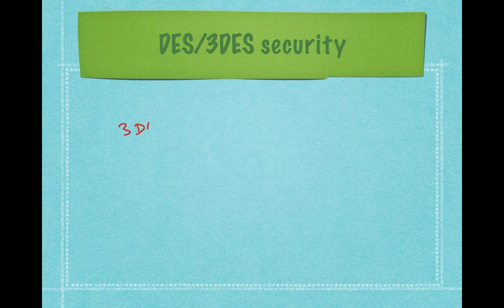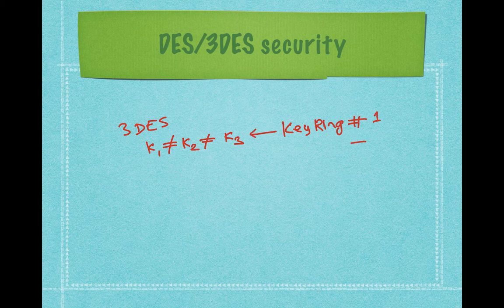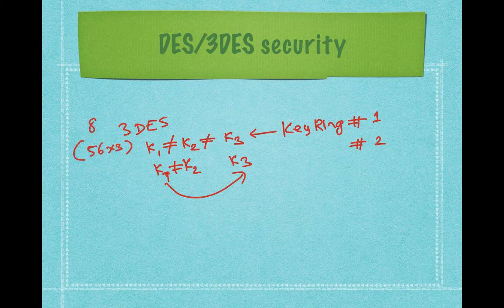So with triple DES, the security I told you about applies if you use K1 not equal to K2 not equal to K3. Actually, with triple DES there are three options in the standard. The standard calls them keying options. Keying option 1 means K1, K2, K3 are all different. Keying option 2 means K1 is not equal to K2, whereas K3 is the same as K1. So in the first case you are using 56 times 3, totally 168-bit key. In the second case you are only using a 112-bit key.